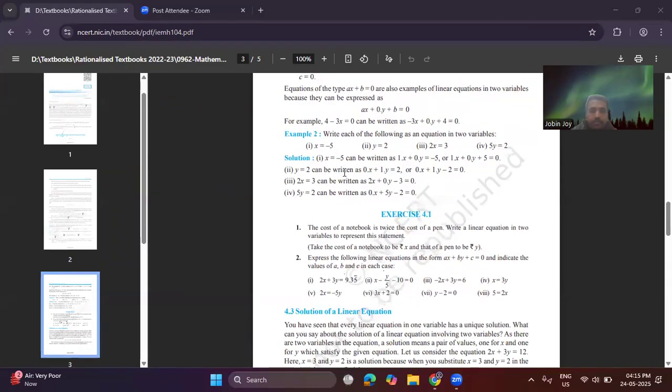Okay. So example 2, write each of the following as an equation in two variables. So x equal to minus 5. This is the equation given. We should write this equation in two variables here. Here there is only one variable.